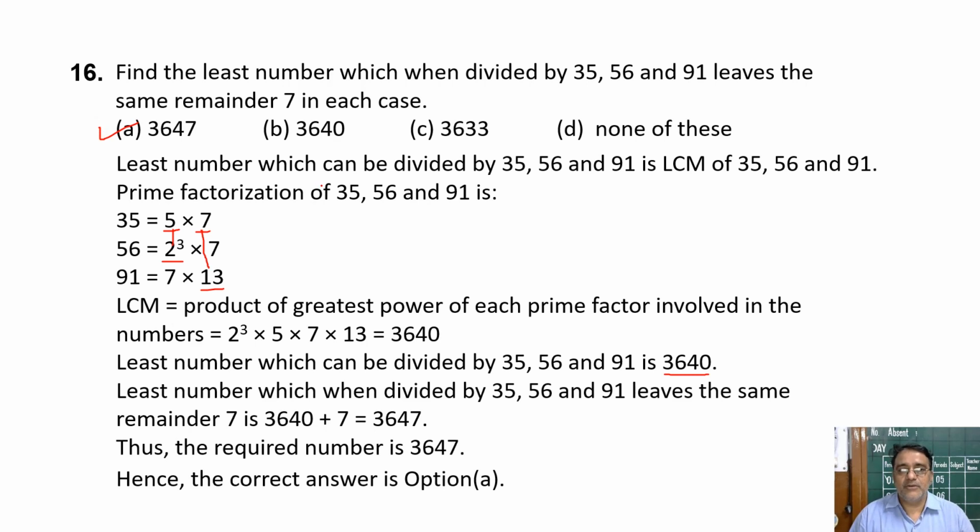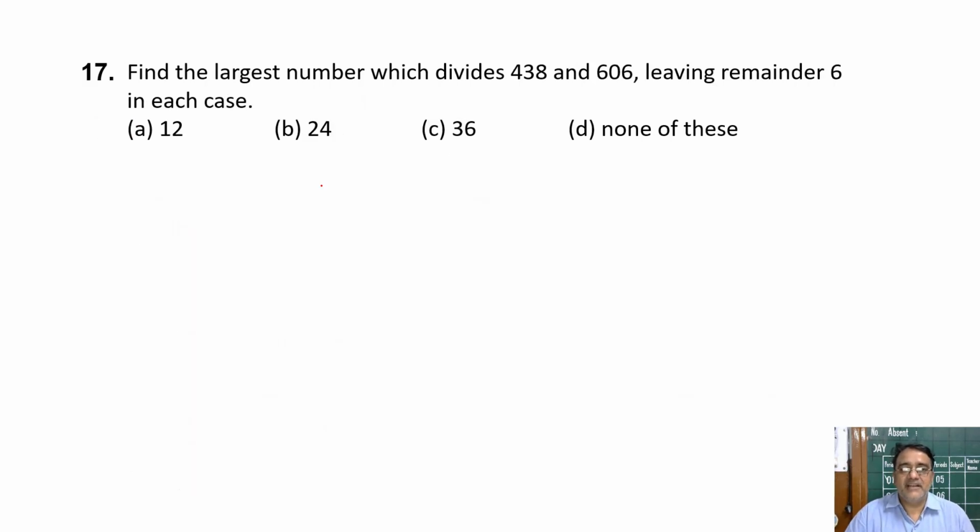Now we are moving toward question number 17. Find the largest number which divides 438 and 606, leaving remainder 6 in each case. Okay. So these two numbers are divisible by one number. So what we have to find? HCF or LCM? HCF. HCF. Right? When one number is divisible by many numbers, LCM. When many numbers are divisible by one number, HCF. And in HCF we have to subtract the remainder that is given. In LCM we have to add. Keep this in mind.